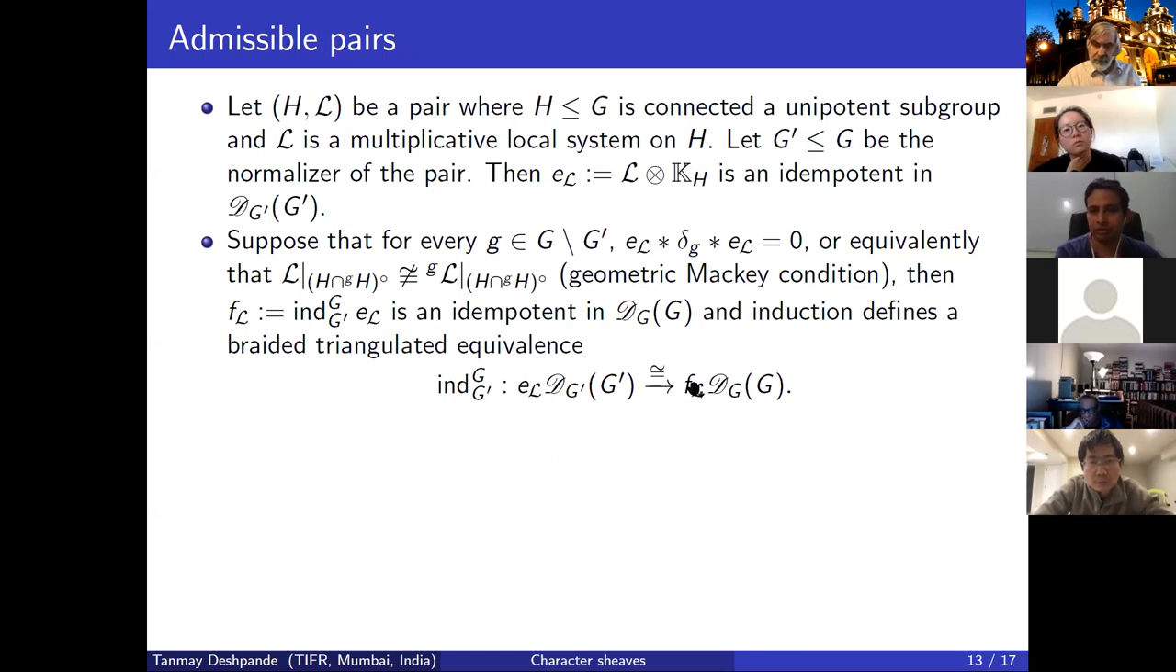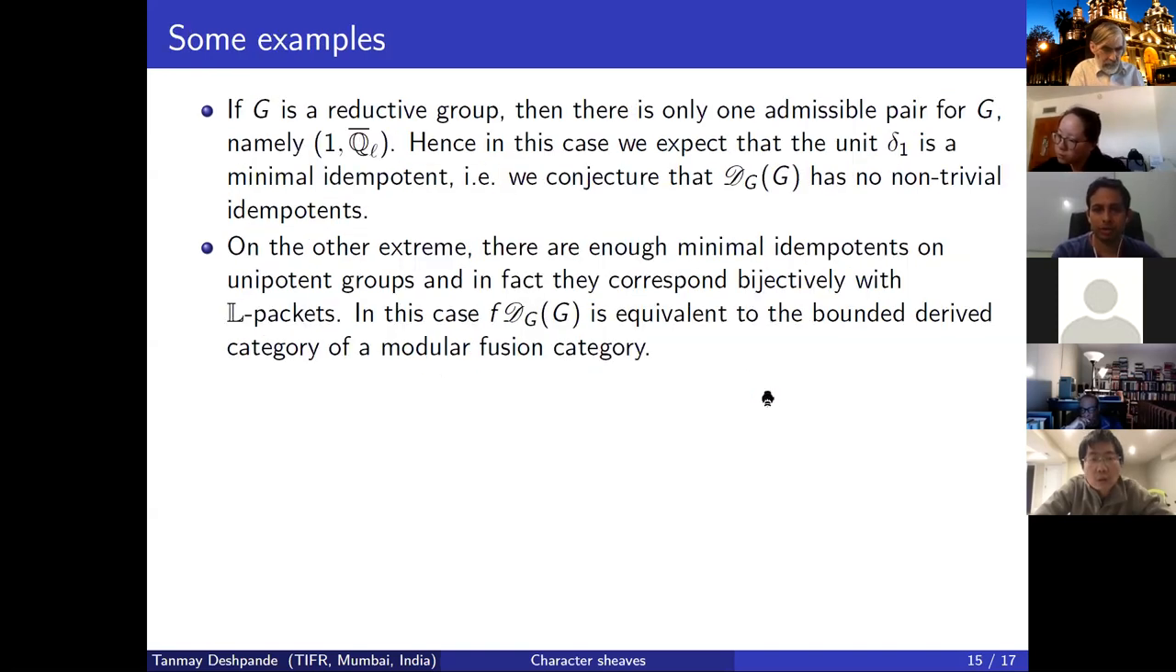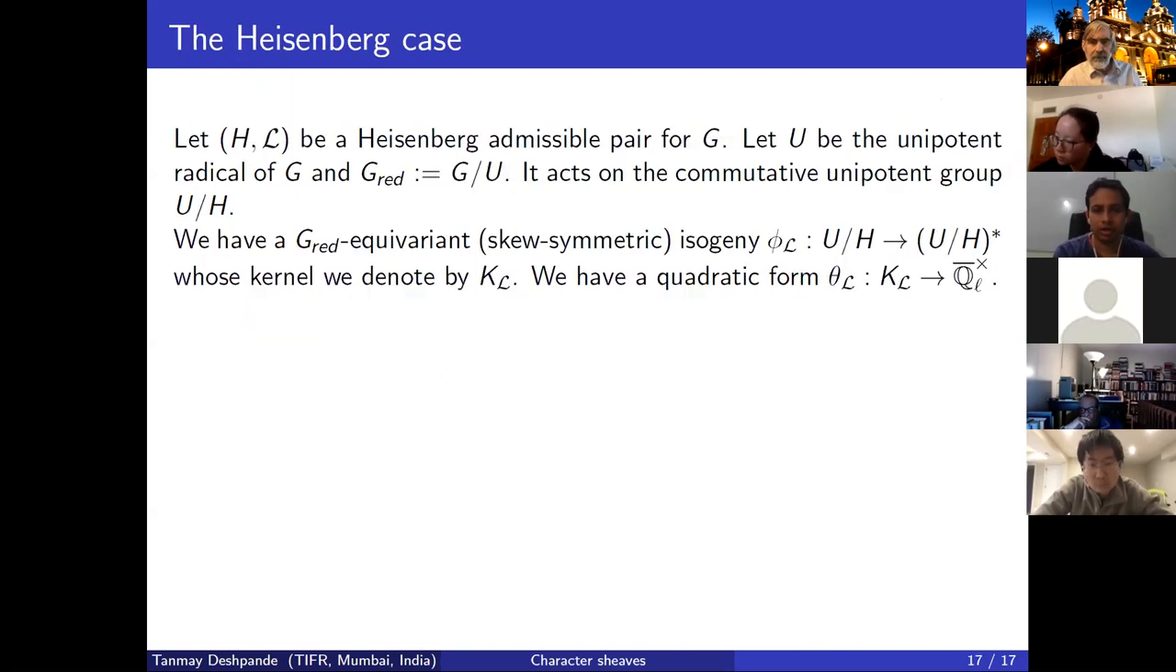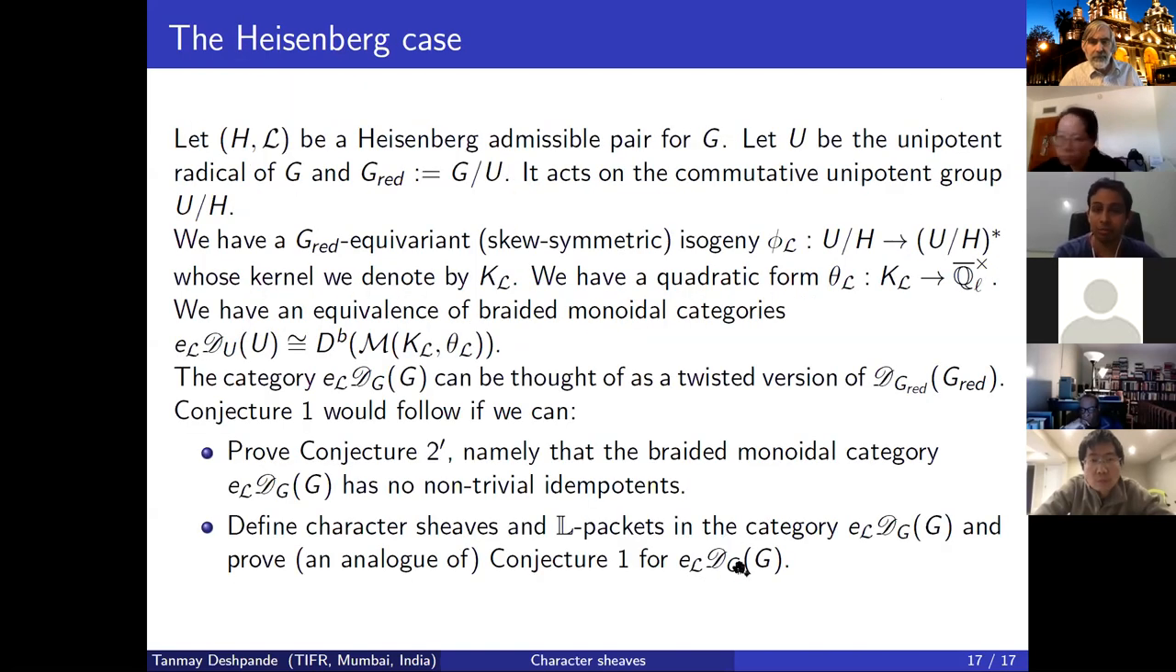So that is the reason why we don't expect character sheaves to be perverse on a general group. However, we do expect character sheaves to be perverse in this Heisenberg case. So I think I'll stop here.